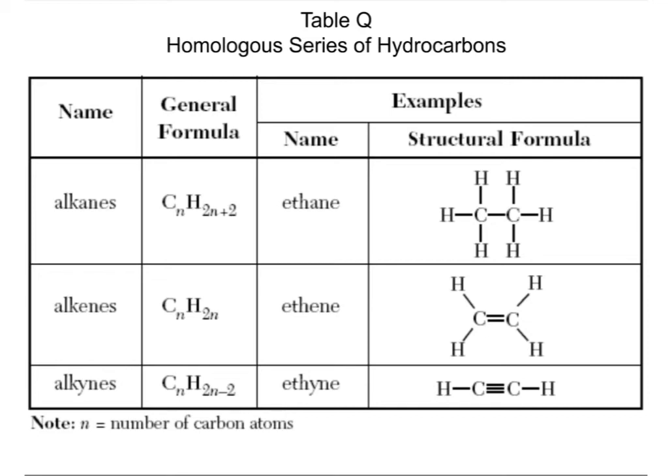Now, pull out your reference tables and find this very useful Table Q. It has the general name of each group of hydrocarbons. It has the general formula of each group and examples of names and structural formulas. Now you know what I mean when I say very useful table.